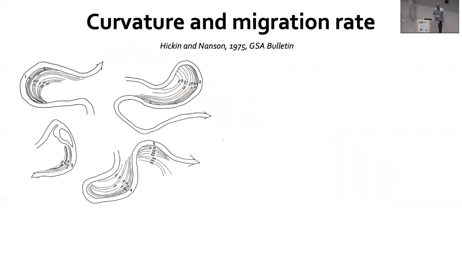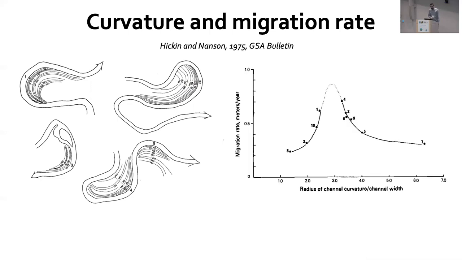But let's come to this point about the relationship between curvature and migration rate. This is a fundamental problem in fluvial geomorphology. Probably the first paper that really tried to address this in a careful and quantitative way was this paper by Hickin and Nanson, 1975, where they went to a number of meanders, a number of point bars in Canada, and used dendrochronology to estimate the ages of the scrolls along these point bars. And they made a highly influential plot, where they plotted the radius of curvature normalized by channel width against migration rate.